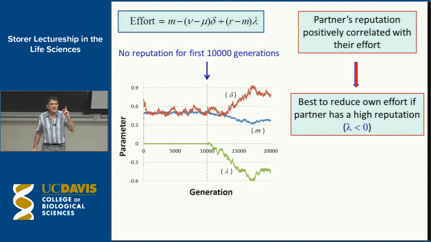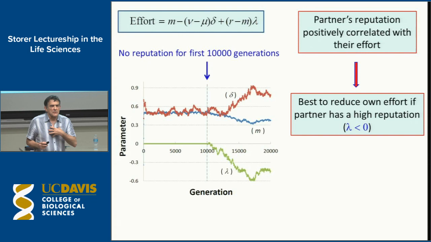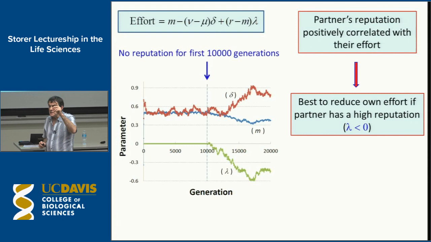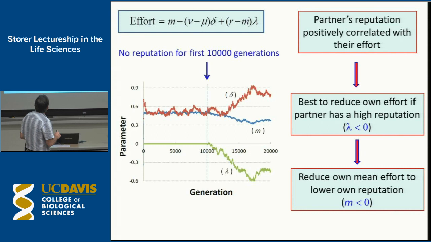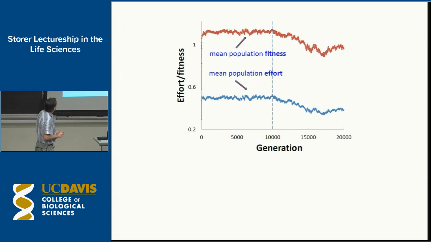Now, once lambda evolves to be negative, imagine that you're going to meet a partner. That partner's going to know something about your reputation. They have a negative lambda, which means that the higher your reputation, the less effort they're going to put in with you, because they expect you to compensate. So there is selection to reduce your reputation by reducing your effort. And that is what's happened here. The M, your baseline effort, comes down.